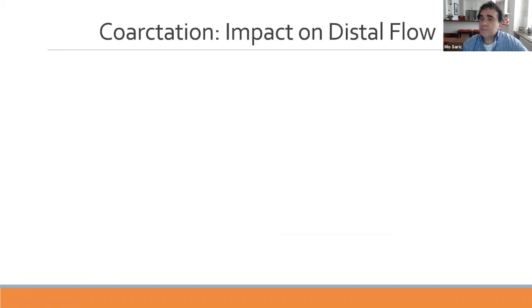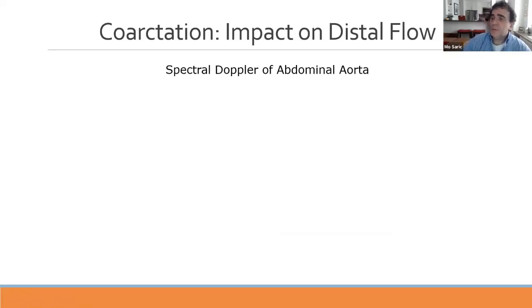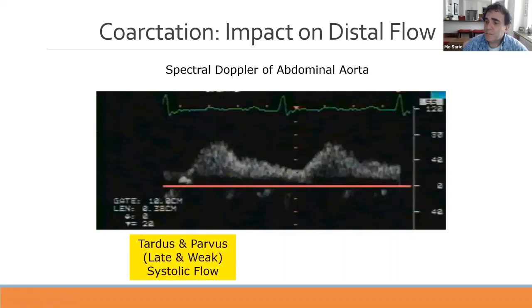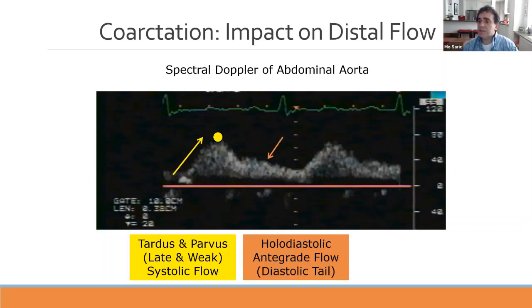And now, what's the impact of coarctation on distal flow? There is a spectral Doppler of the abdominal aorta that I'm showing now, and we will divide it in the tardus and parvus, late and weak systolic flow, systolic characterization. Remember, that's the post-coarctation portion of the aorta, post-stenotic, and this is a tardus and parvus, or late and weak systolic flow, with the diminished peak velocity. And at the same time, in diastole, there is a continuous antegrade runoff, referred to sometimes as diastolic tail.